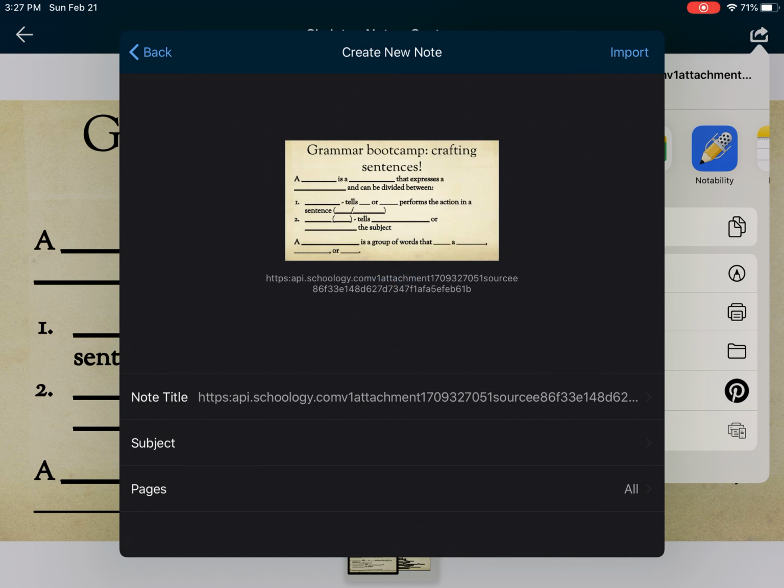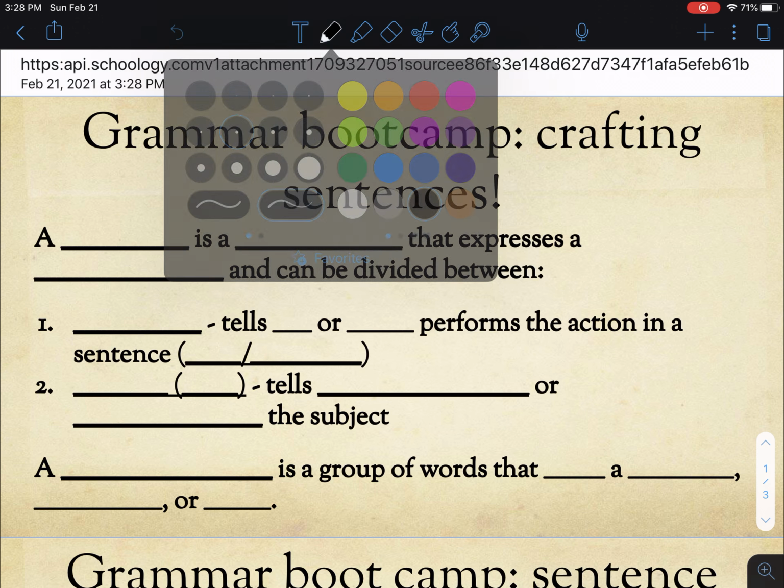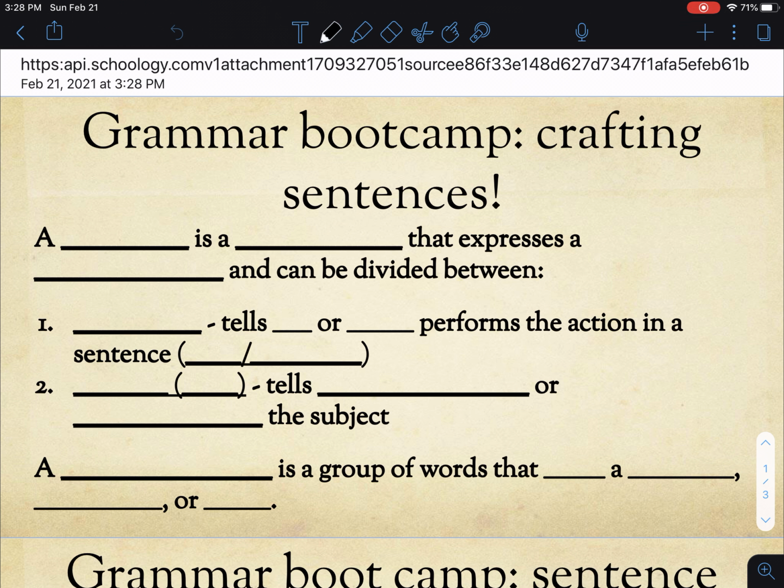Notability. Here we go. So we're going to talk about crafting sentences. So crafting sentences, we are going to talk about the types of sentences and how to make up a sentence. So first of all, we need the technical term for a sentence, which is a group of words that expresses a complete thought.